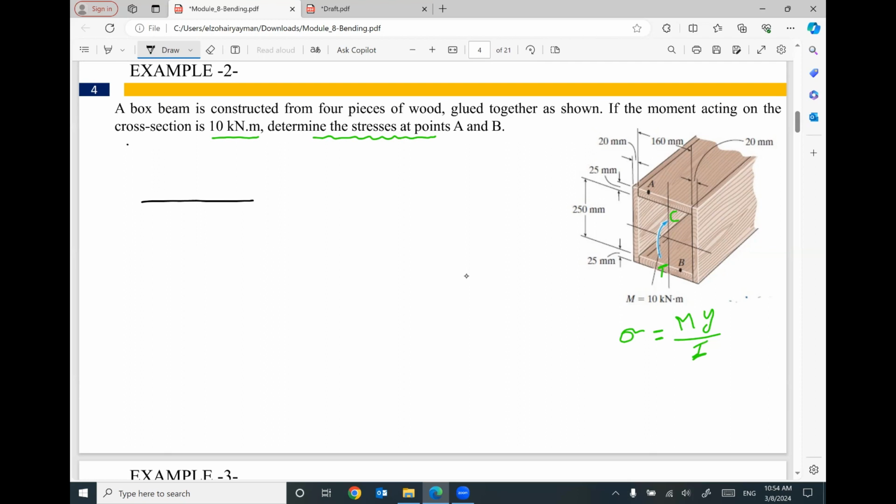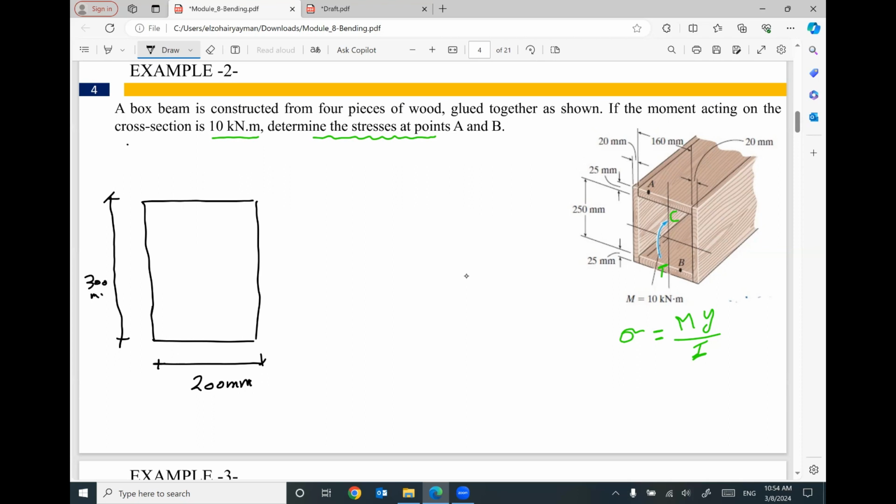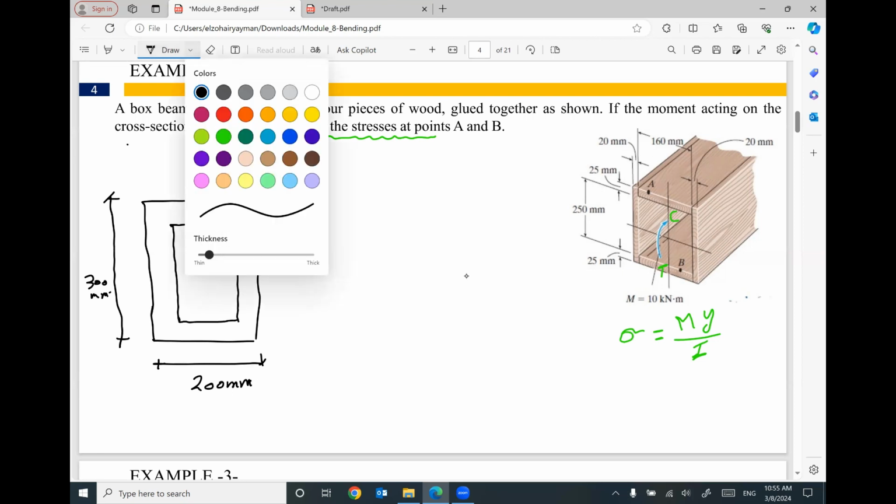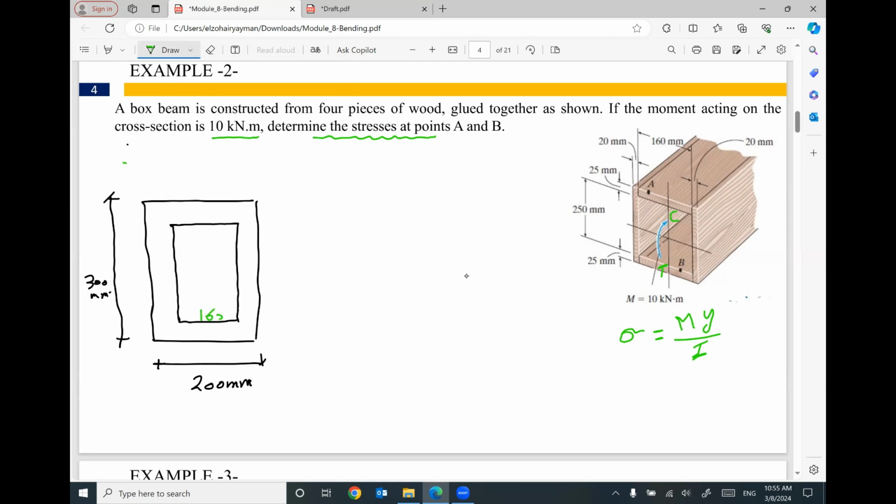Here is the cross section. We have an outside rectangle with dimensions 200 millimeter width and the height equal 300 millimeter. This rectangle has another one inside because it's hollow. The dimensions of the inside rectangle are 160 millimeter width and 250 millimeter height. So this is the material of the cross section. Keep in mind, this cross section is symmetric, so the centroid will be located here, and here is the x-axis.